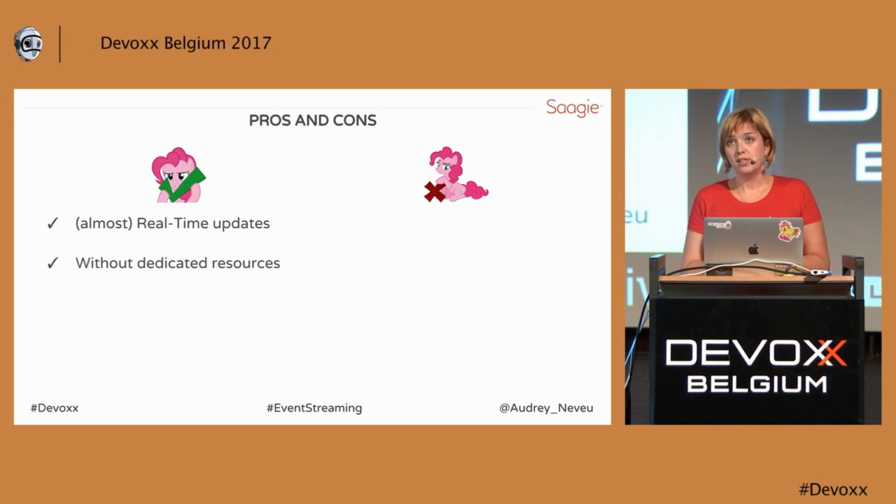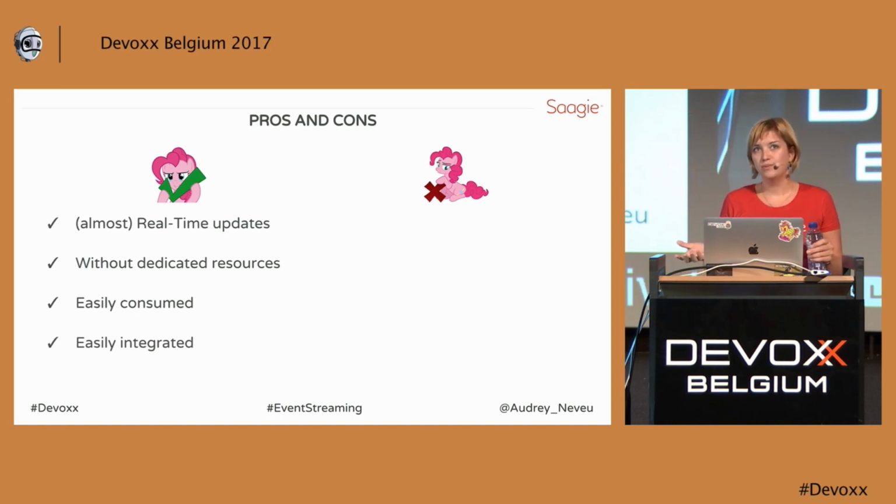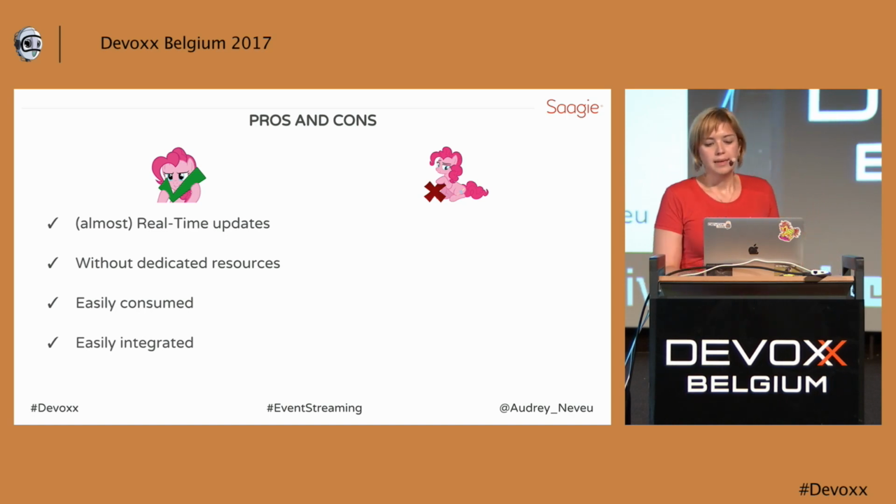Without dedicated resources, because obviously, when we were using polling to make this, we were having usually some dedicated resources to handle those connections, especially if you were making long polling. So here, you don't need this anymore. That's a pretty good point. It's easily consumed. It's a POST request. We already know how to deal with POST requests. And it's easily integrated because, well, all you need is a web server, and you probably already got one, right?